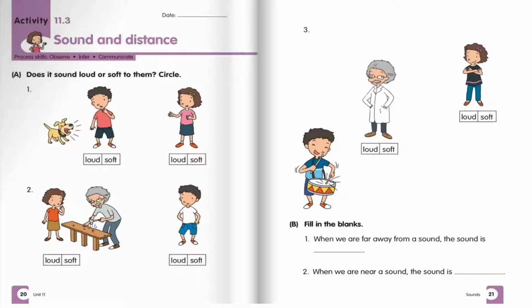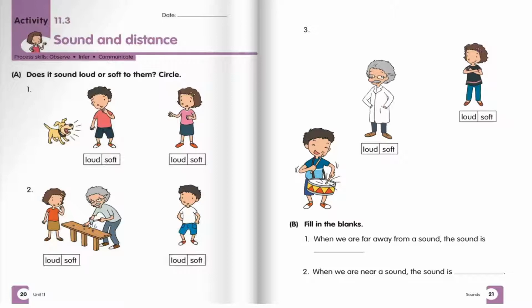All right, in the last one, it's sound and distance. So here we have letter A. Does it sound loud or soft to them? You have to circle. Again, you have to pay attention to the element that produces the sound source, and the characters. So you have to indicate how Joe is going to listen to the dog and how Sue is going to listen to the dog. All right? So you have to complete that.